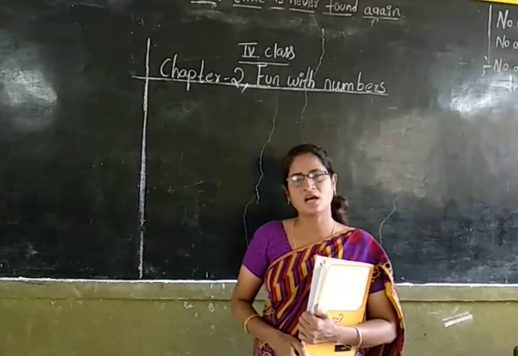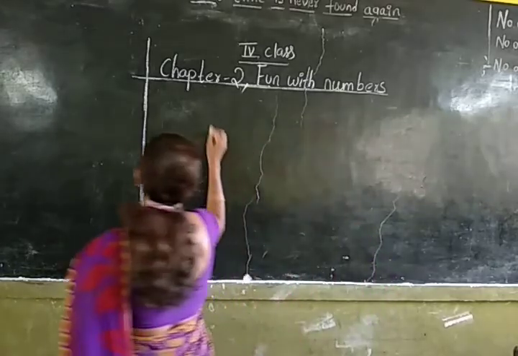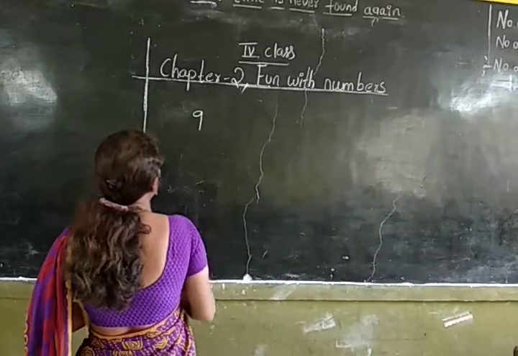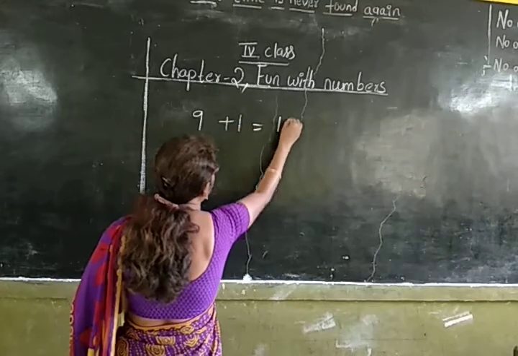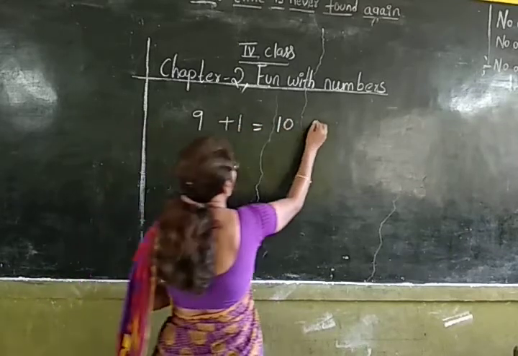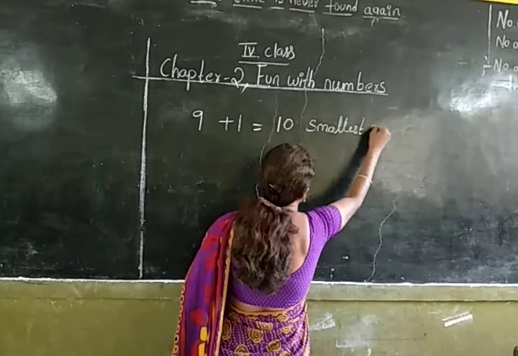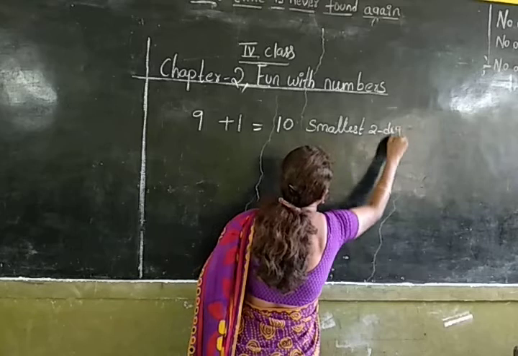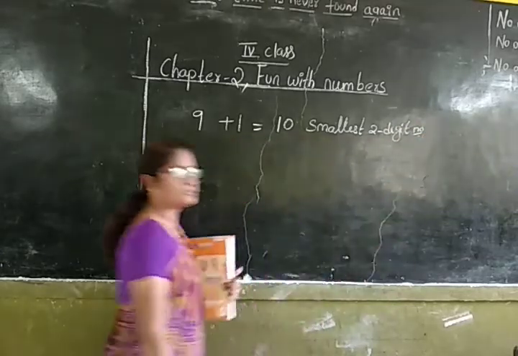Do you know which is the largest one digit number? 9 is the largest one digit number. On adding 1 to it we will get 10, which is the smallest 2 digit number.